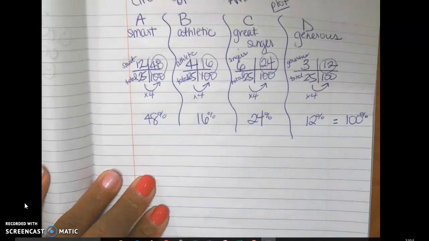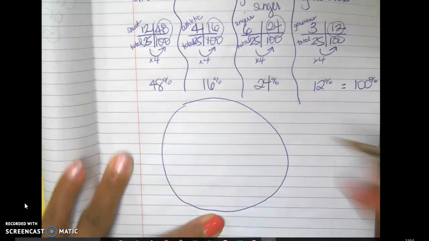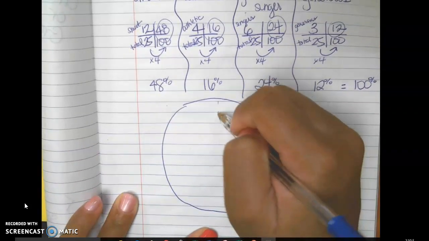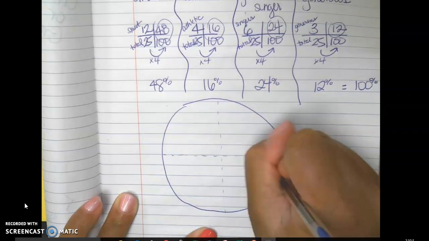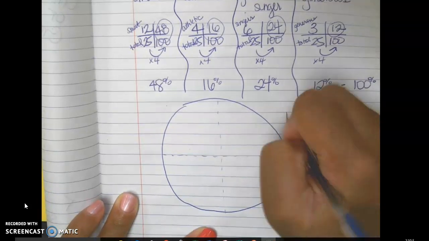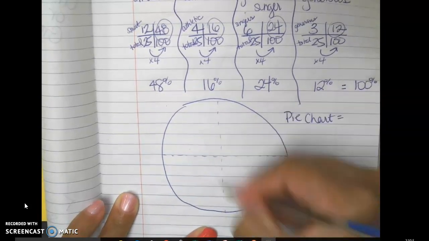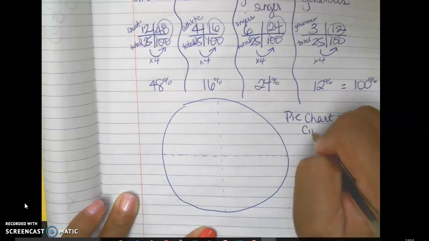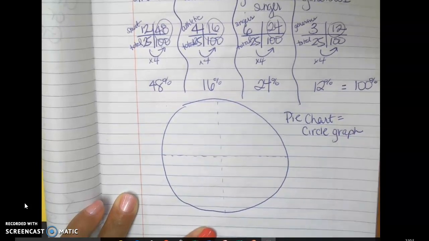Now, if I were to do a circle graph, draw a circle, cut it in half, and cut it in half again. What have I created? A pie chart. Well, yes, pie chart, circle graph, they're the same thing. But look at my dotted lines. What have I created? Fourths.